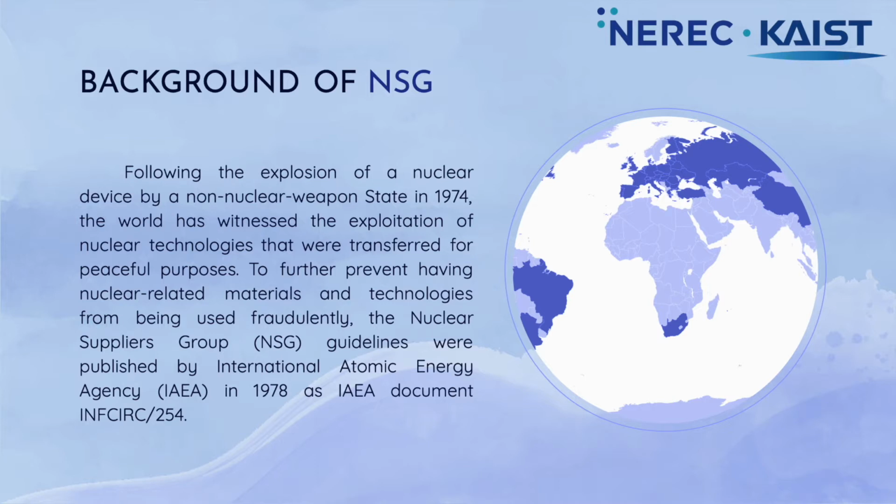Following the explosion of a nuclear device by a non-nuclear weapon state in 1974, the world has witnessed the exploitation of nuclear technologies that were transferred for peaceful purposes. To further prevent nuclear-related materials and technologies from being used fraudulently, the NSG guidelines were published by IAEA in 1978.